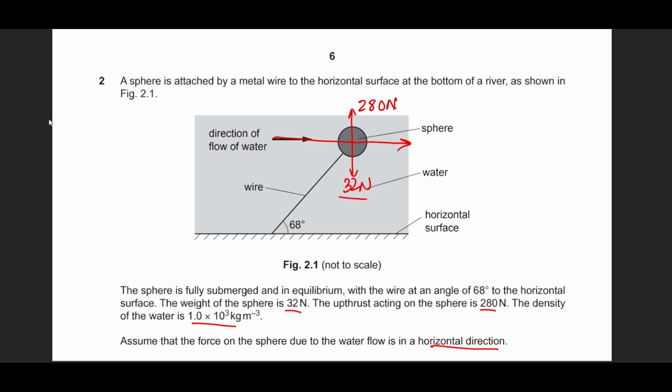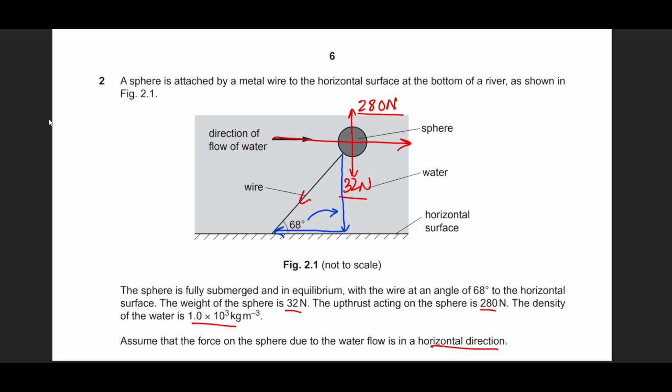Now, of course, the weight cannot keep up with the upthrust. So that means some of the downward force must come from the tension. That is why the system is in equilibrium. So if I draw the components, one of them should be in this direction and one of them should be in this direction.